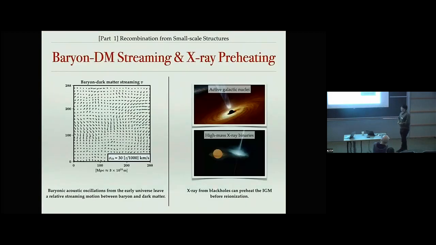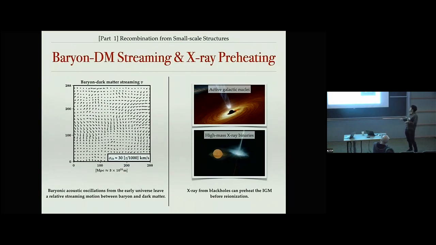So obviously this recombination rate can depend on a lot of environmental parameters, and in this recent study I looked into 2 particular physical quantities. One is the baryon dark matter stream velocity, and the other is the X-ray preheating.